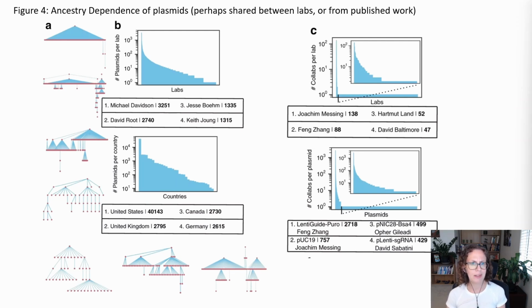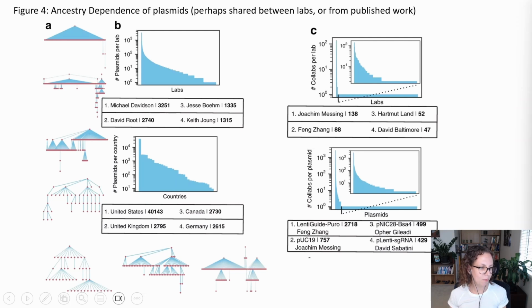Figure 4B shows the distribution just of the number of plasmids per lab and the number of plasmids per country. And then that can be compared to figure 4C, which you should note is on a log scale, these are both on log scales. This is extremely skewed. So basically, and this is capturing dependencies, there are a very small number of labs and plasmids that have, in the case of the plasmids, thousands of dependencies. In the case of the labs, hundreds of dependencies, and then that quickly drops off.